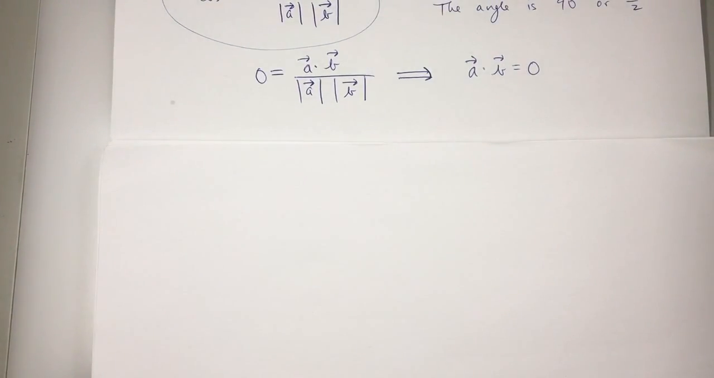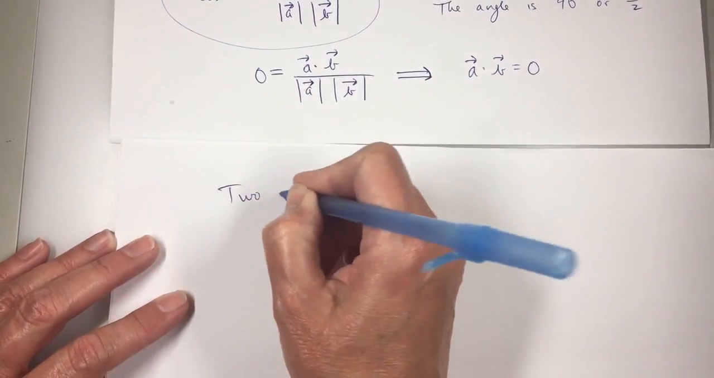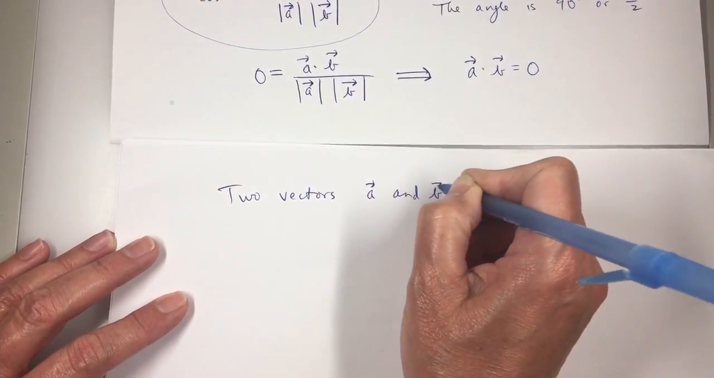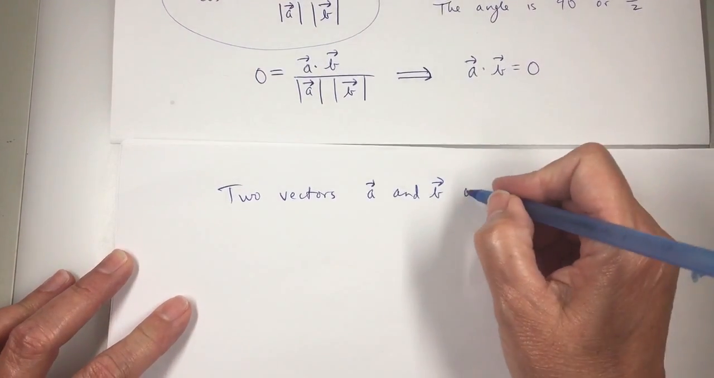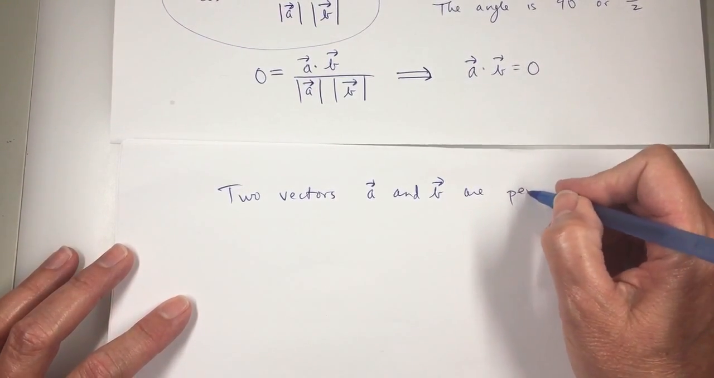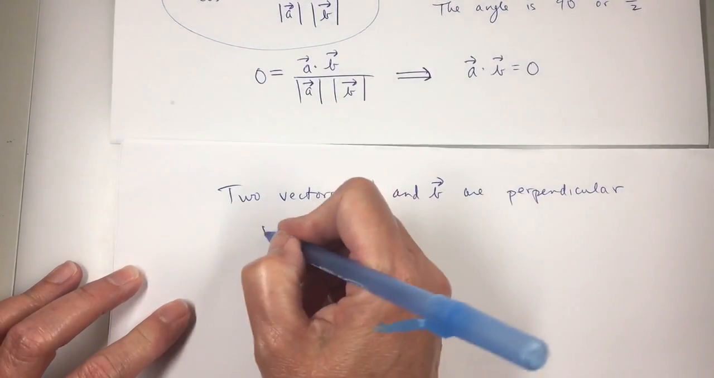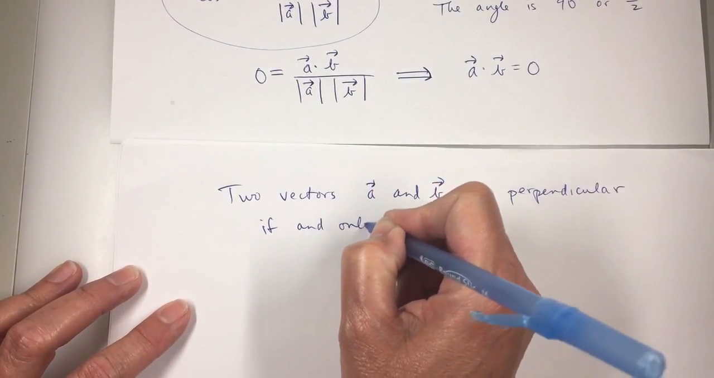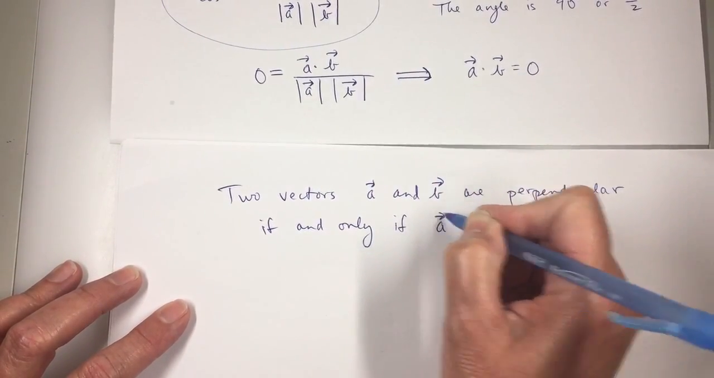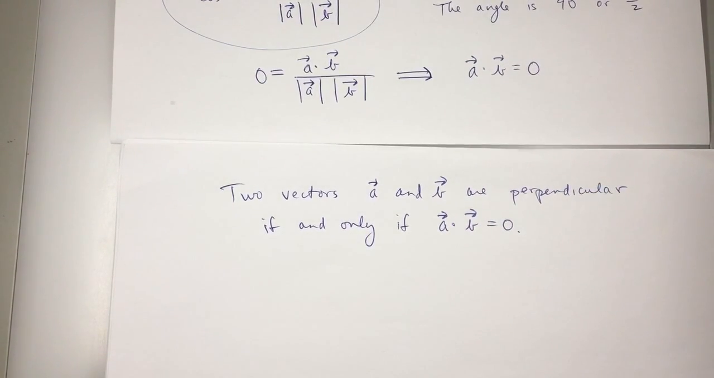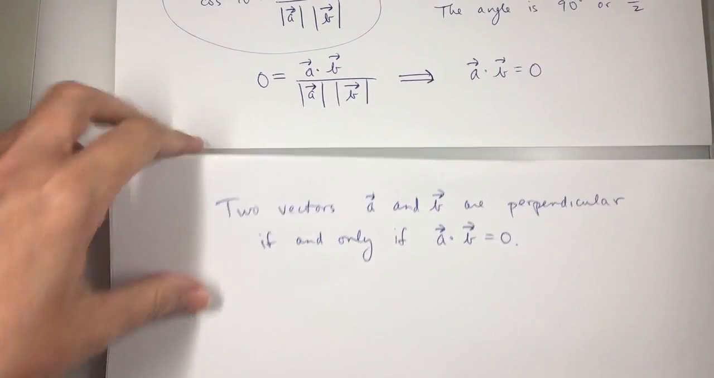And this is on page 809. Two vectors, a and b, are perpendicular if and only if a dotted with b equals 0. The book used another word besides perpendicular. Orthogonal. The book used orthogonal.